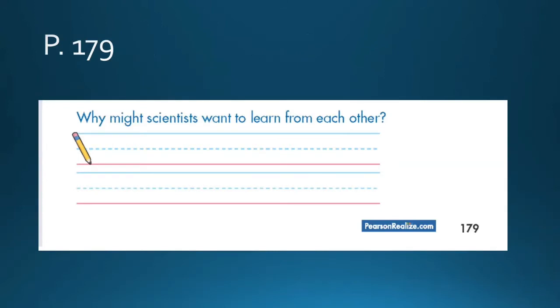In page 179, we already solved this question. Why might scientists want to learn from each other? Why? What we said before, other scientists might answer these questions, right? Other scientists might ask the questions, okay?